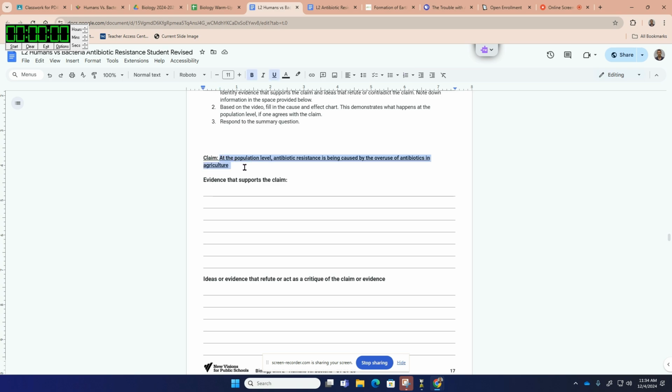support the claim? It says at the population level, antibiotic resistance is being caused by the overuse of antibiotics in agriculture. And so there were really three main pieces of evidence to support this. The first piece of evidence was that 70% of antibiotics are used in agriculture. The remaining 30% are human use. So 70%, the majority of antibiotics, are used in agriculture, evidence one.